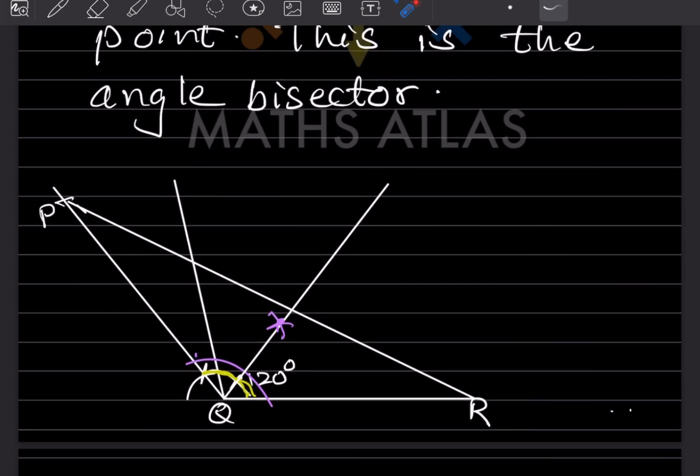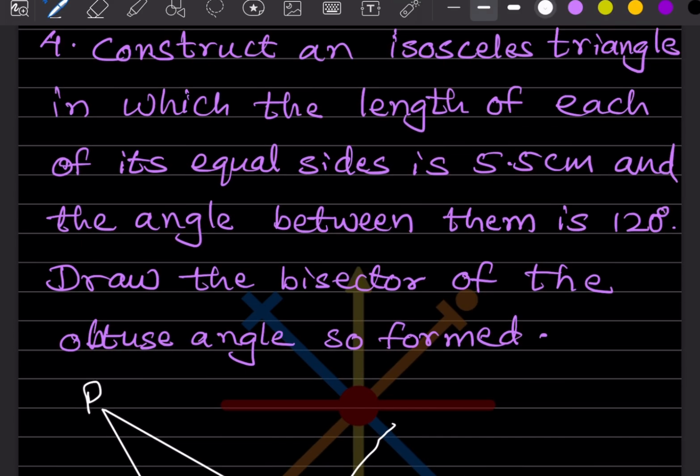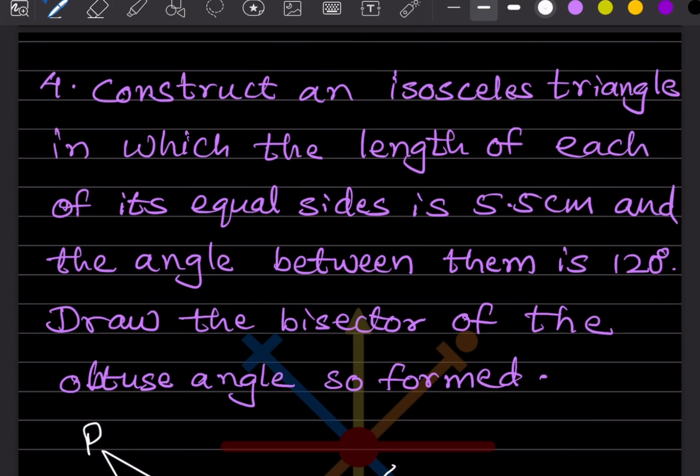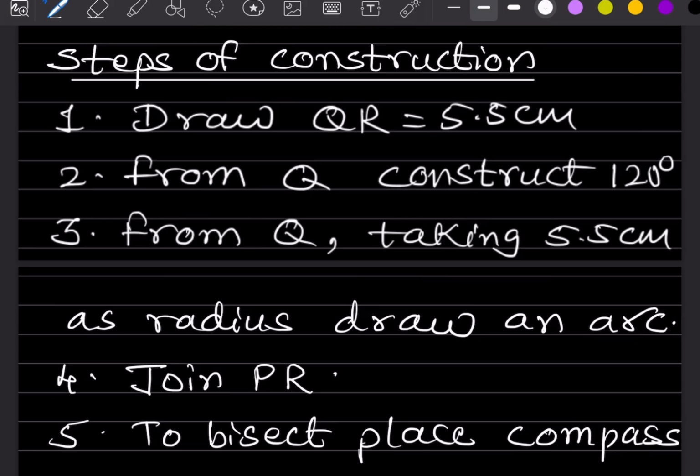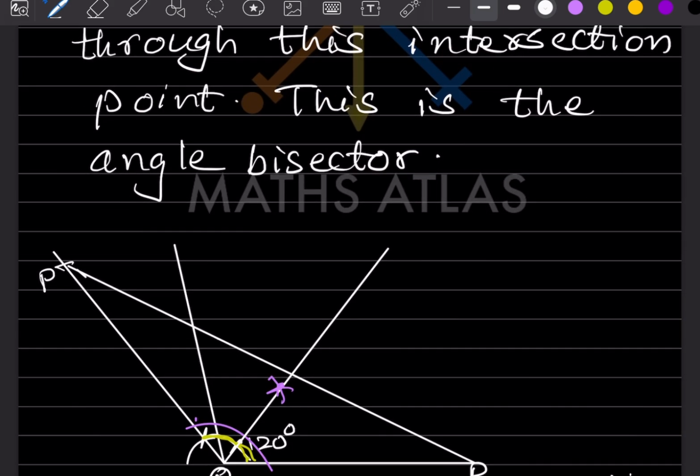So now what you will do, you will take 5.5 on one side. So here I measure it, and named this one as PQR. So this you will take as 5.5 centimeter. So we want 120. The angle is given as 120. So what are you going to do? You are going to bisect first this angle.